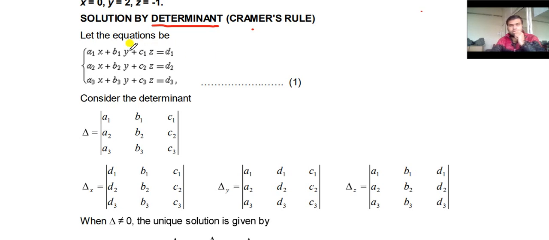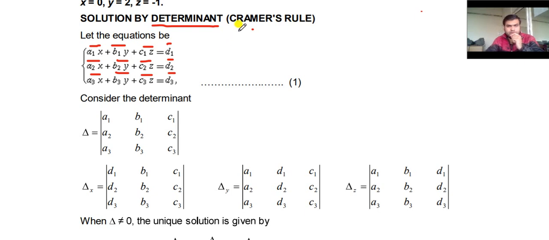So you have been given three linear equations here. One is a1x plus b1y plus c1z is equal to d1. The second equation is a2x plus b2y plus c2z is equal to d2. The third equation is a3x plus b3y plus c3z is equal to d3. What are a1, a2, a3, d1, d2, d3?